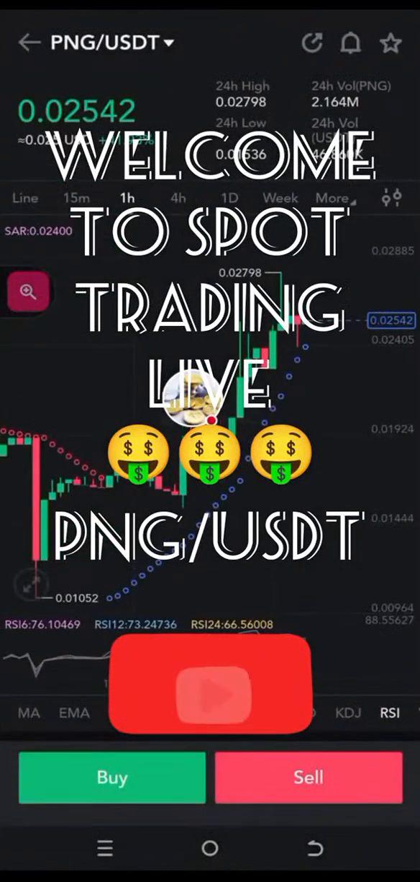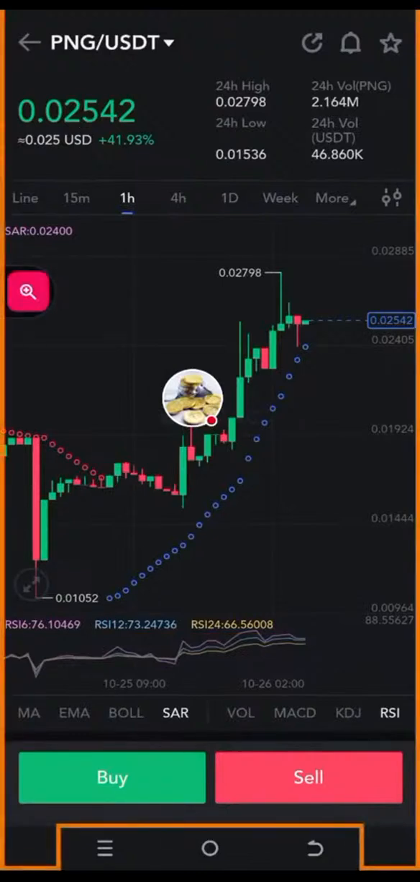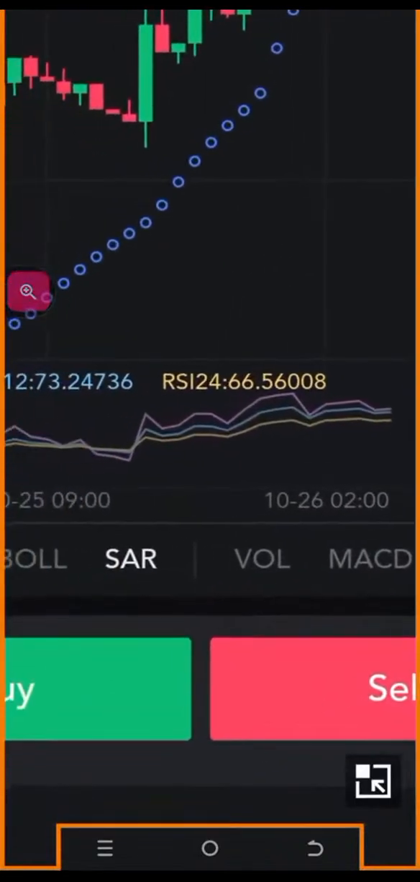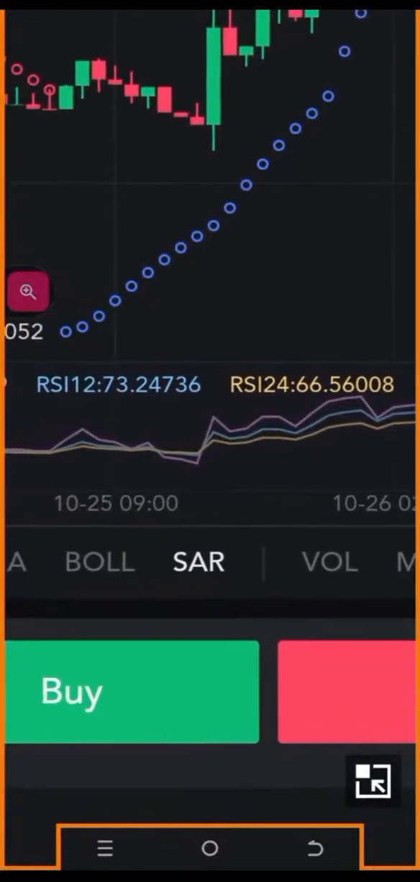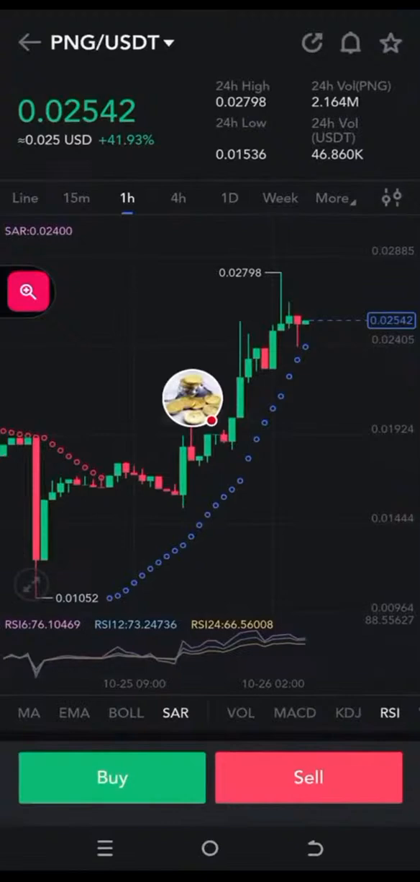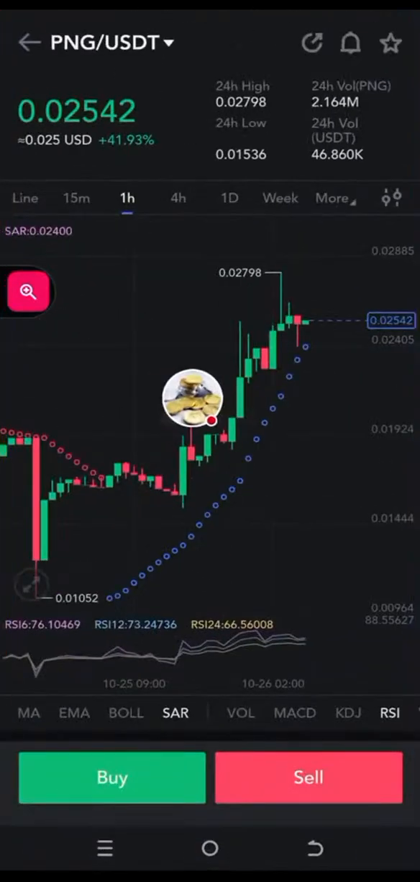PNG. Okay, maybe I'll look at this PNG. It looks like it's still in pump mode. And let's check RSI. RSI looks like it's still going up. Okay, let's try this one out. I hope we won't waste too much time here. But it looks like it's still in pump mode. You can see that it's still going up. Well, it had a little pullback, but let's hope that this will be good.